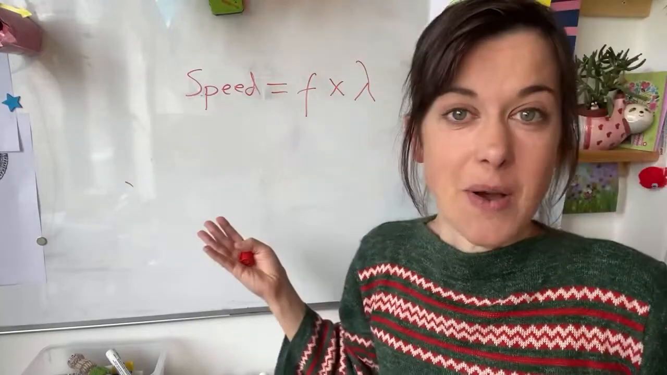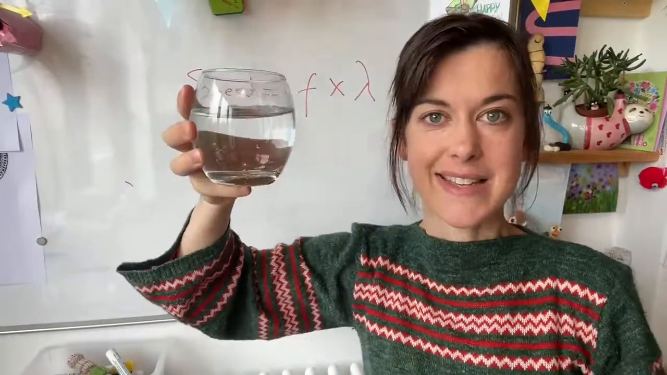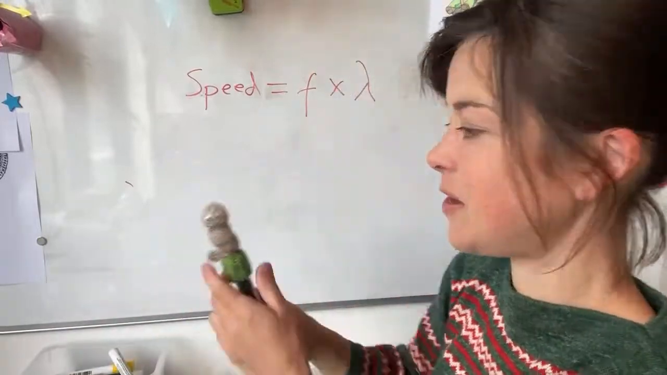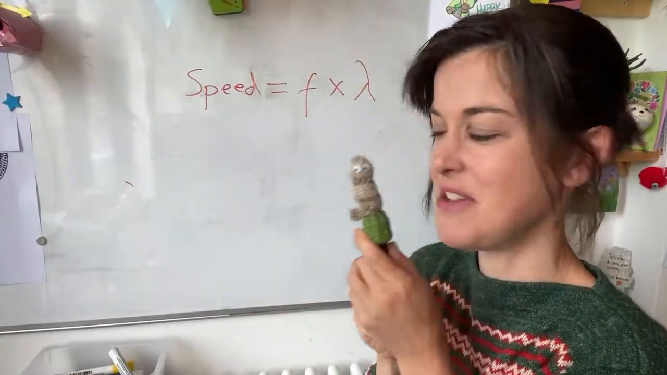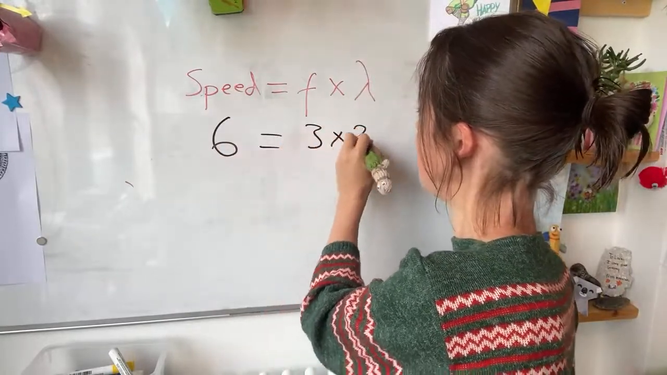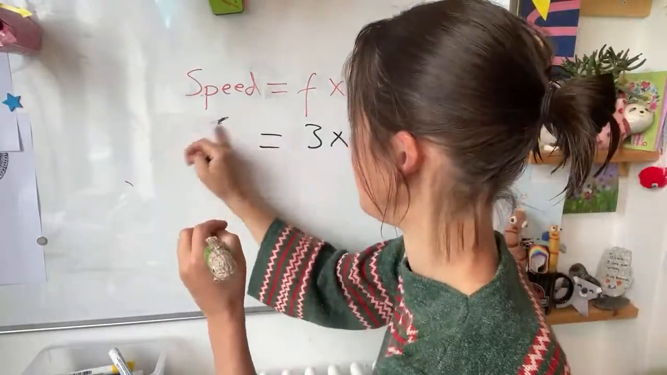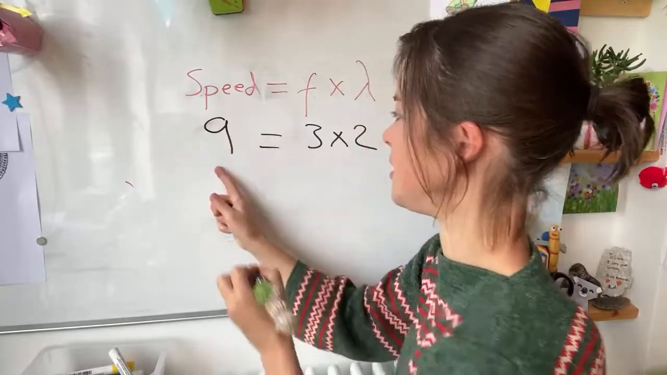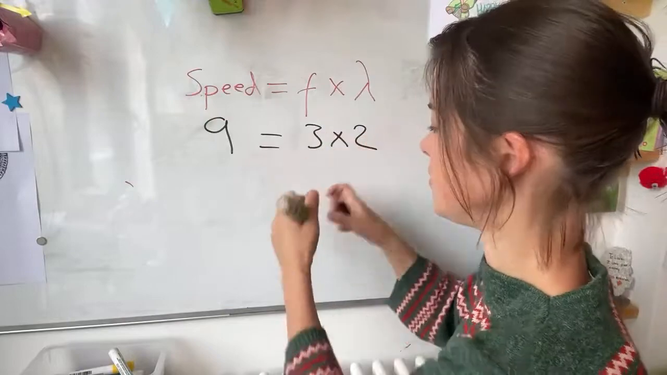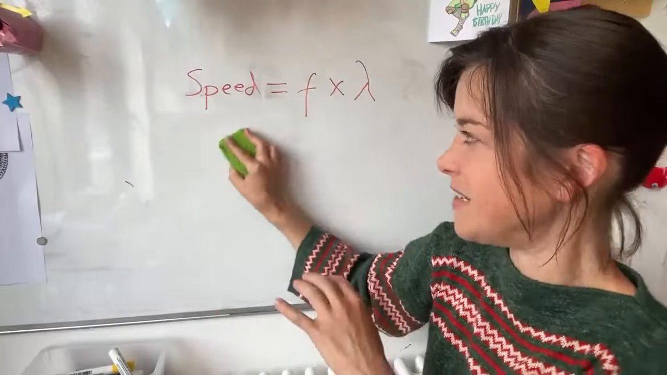Just like all equations, if you change one thing, you change the other things. We've talked quite a lot about how if light hits a glass of water, then it slows down. The speed changes. But if this was a normal equation, like 6 equals 3 times 2, and this number changes, say it goes up to 9, you've got to change something else, haven't you? You can't just say, oh, the speed changes. Something on this side's got to change as well. And it does. So later on, we're going to talk about what changes when you change certain things.